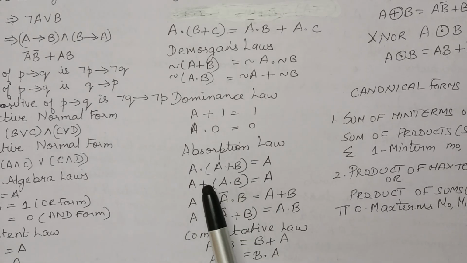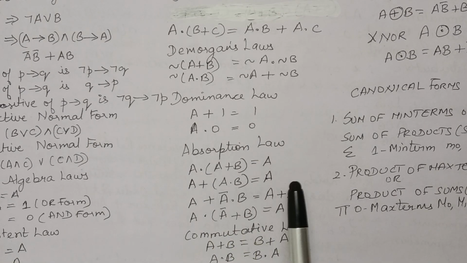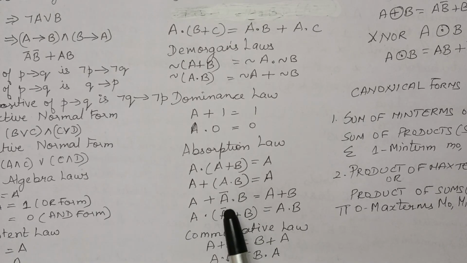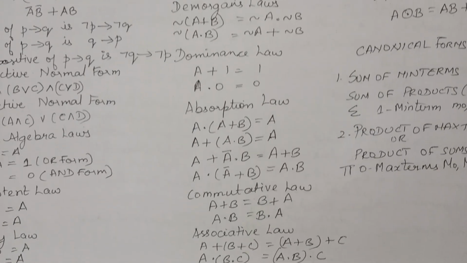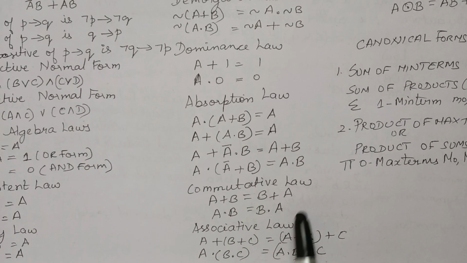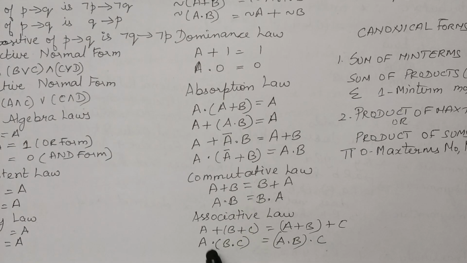Absorption law: A dot (A plus B) equal to A, A plus A dot B equal to A, A plus A complement dot B equal to A plus B, and A dot (A complement plus B) is equal to A dot B. Commutative law, that is A plus B equals B plus A, or A dot B equal to B dot A. Associative law with three variables, that is (A plus B) plus C is equal to A plus (B plus C), and (A dot B) dot C is equal to A dot (B dot C).